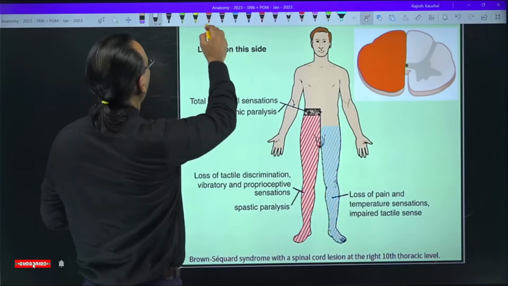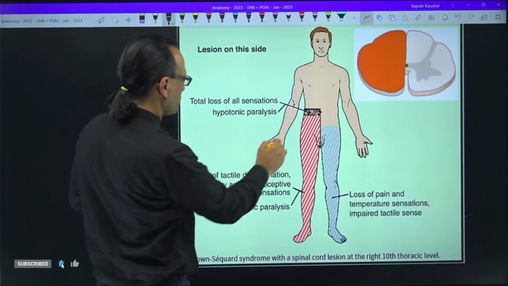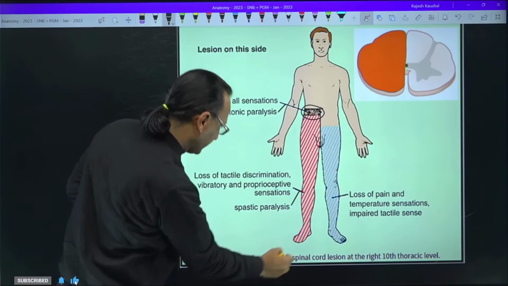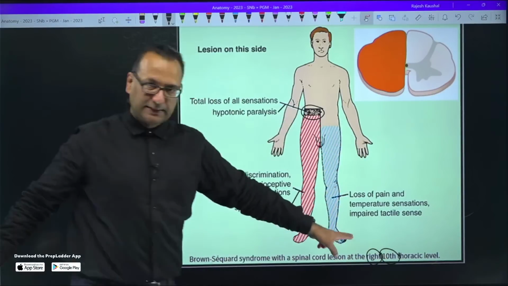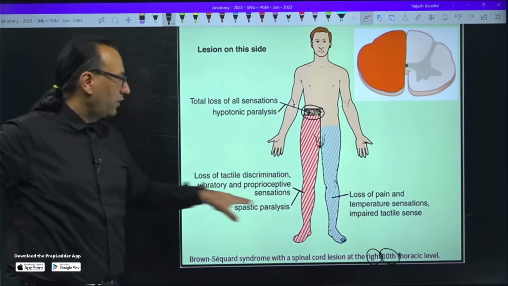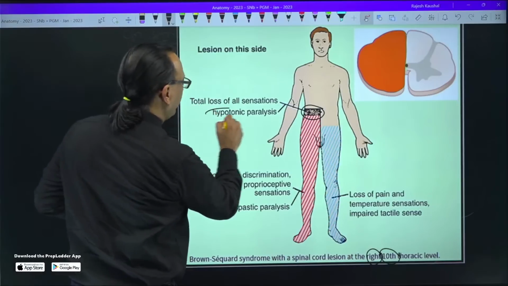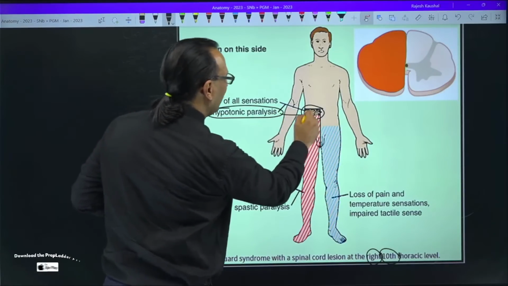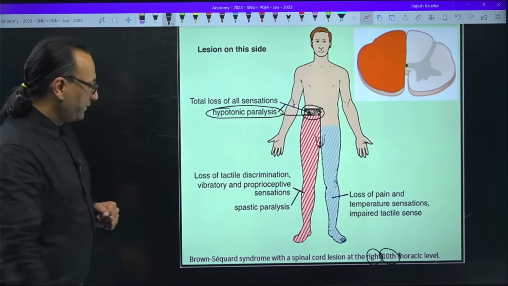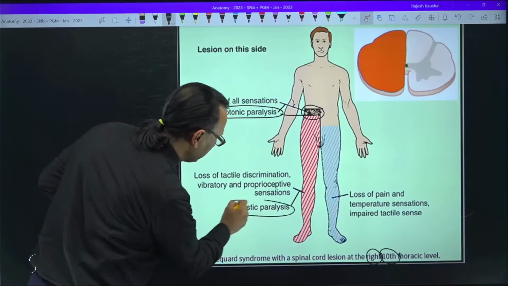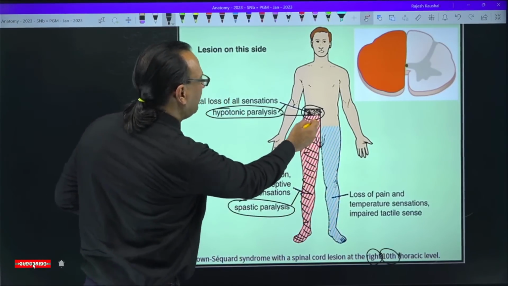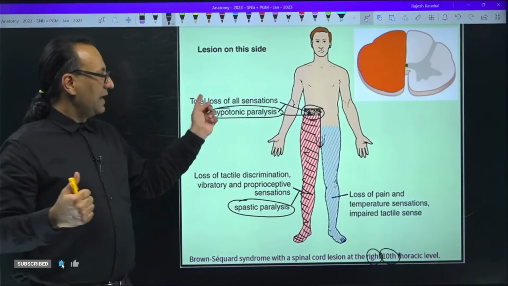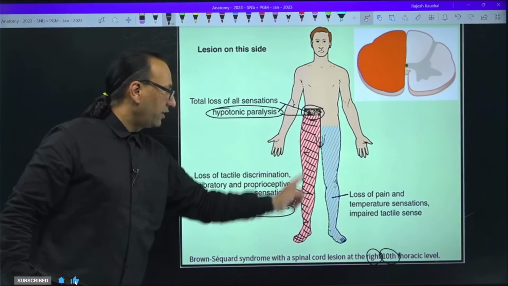So here you can see for yourself, this is an injury at T10, right side, spinal cord is compromised. There is hypotonic paralysis at the level of T10 muscles, but then there will be spastic paralysis below the level of lesion. So lower motor neuron type of palsy at T10 and upper motor neuron type of palsy below the level of lesion.